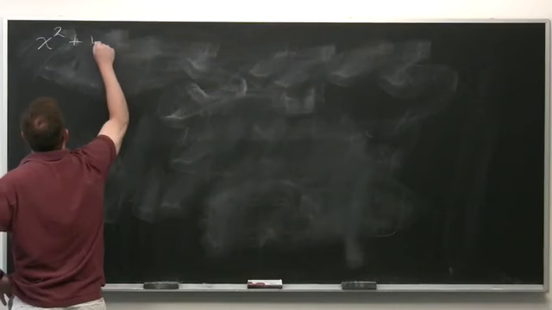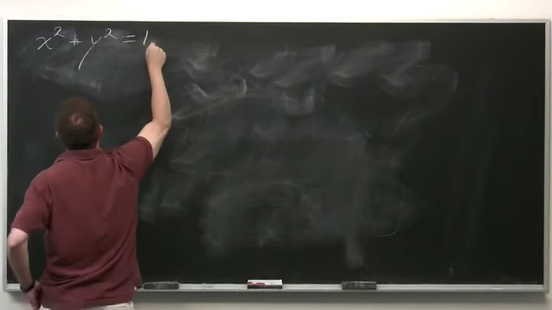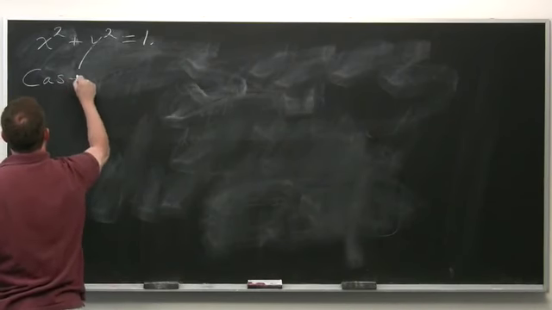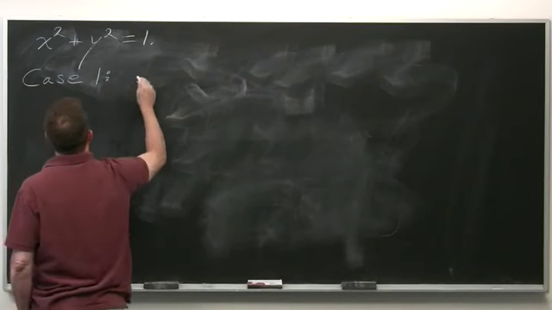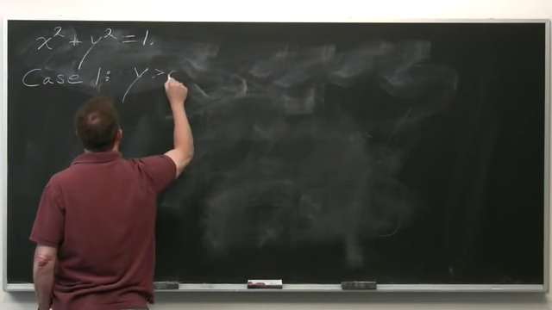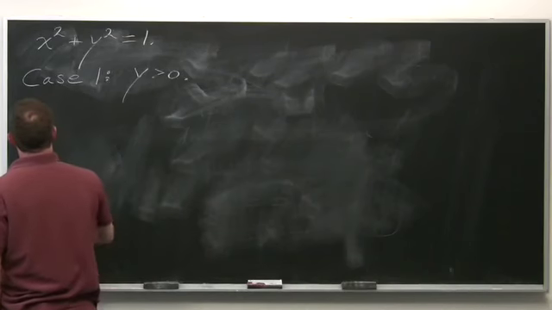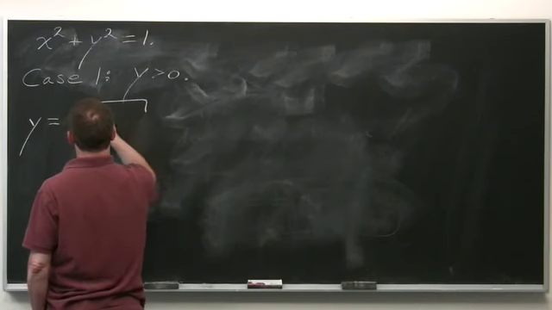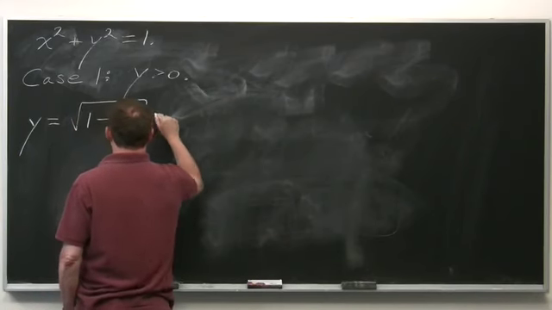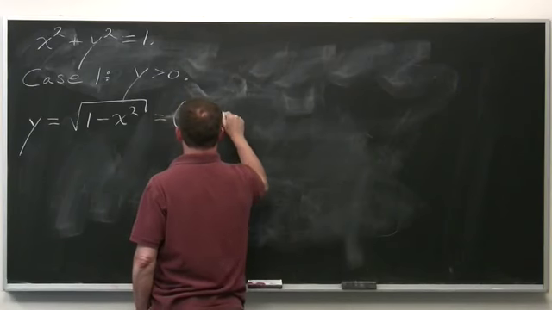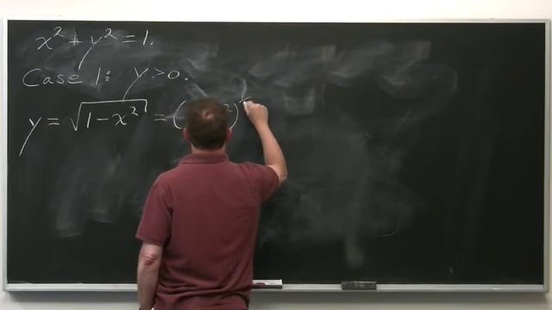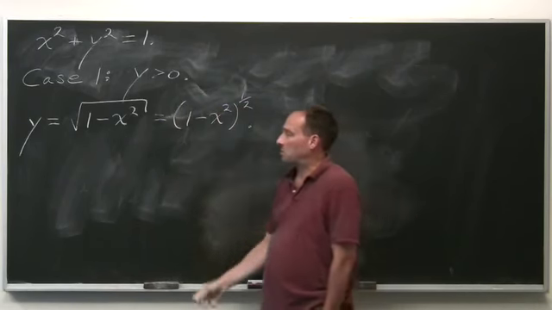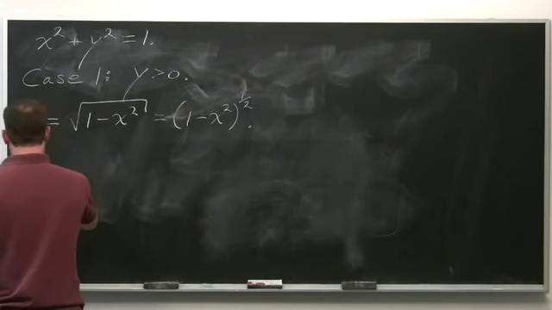So we started with this. Let's look at two cases. So there's case 1. We know that y is greater than 0. Then we know that y is the square root of 1 minus x squared, which is 1 minus x squared to the 1/2 power. And then we calculate the derivative of this. That's not hard to do.